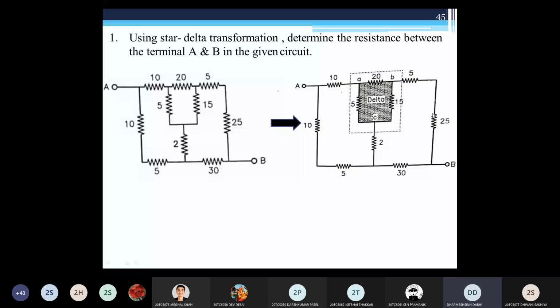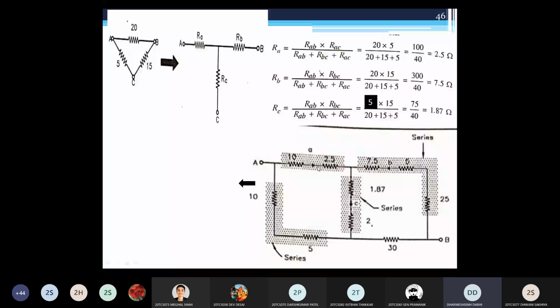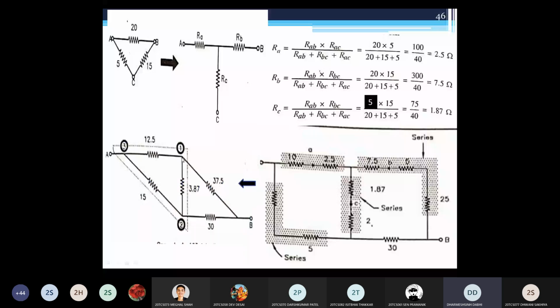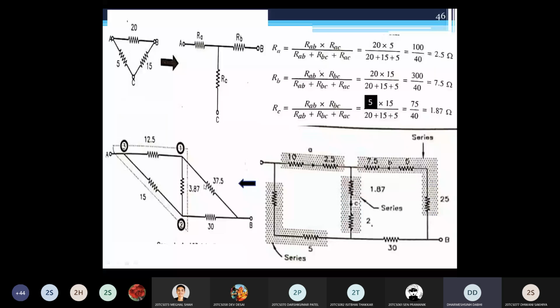Same way here, this 10 ohm is connected with point A. So what is RA you get here? This is 2.5. So this 2.5 comes into series with this 10 ohm. You can see here in this circuit. So same way here, the point A in star connection you get the resistance, this 1.54. So in series you can connect this 37.5. Now understand or not?